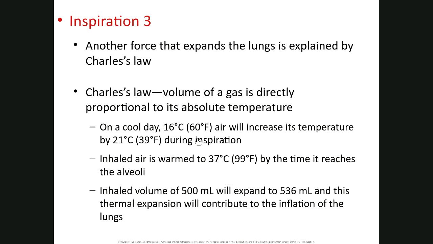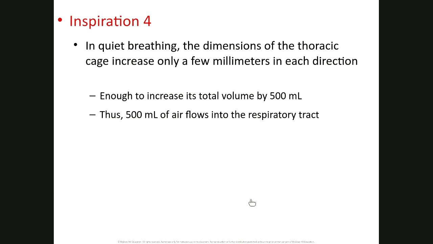Another law is that of Charles, where the volume of gas is directly proportional to its absolute temperature, meaning the temperature can affect the volume in a specific area. It can expand, it can constrict the volume. In quiet breathing, a dimension of the thoracic cage increases only a few millimeters, but that increase is overall on the side, so it actually is a good amount of volume.